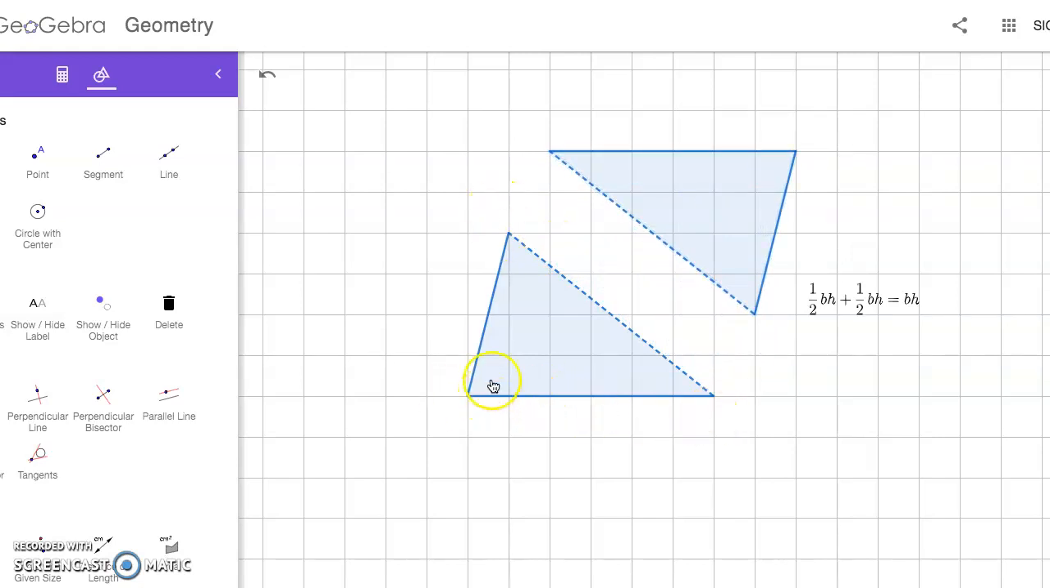And so if we split those triangles apart, we can see that the area of this triangle is 1/2 the base times the height, and this triangle is 1/2 times the base times the height, and those are the same. The base is the same, the height is the same for each of these triangles because they are congruent to one another.